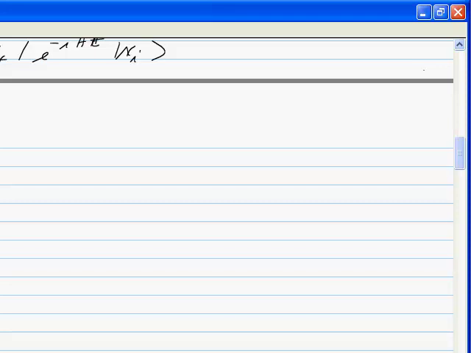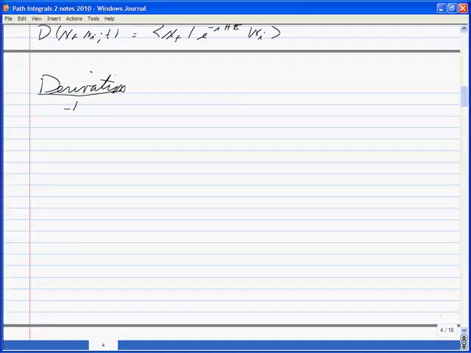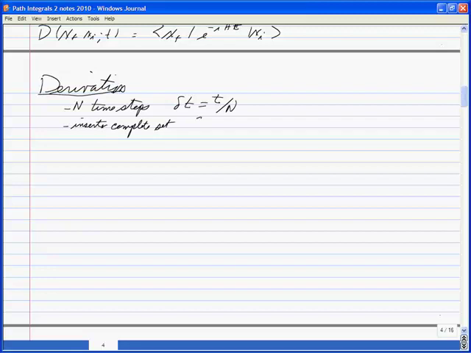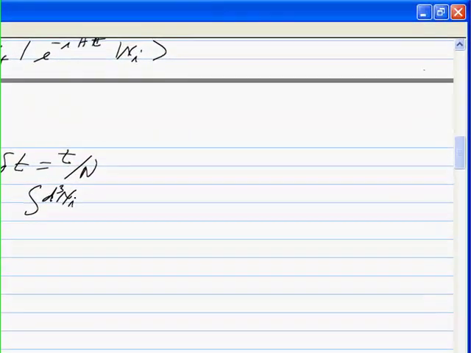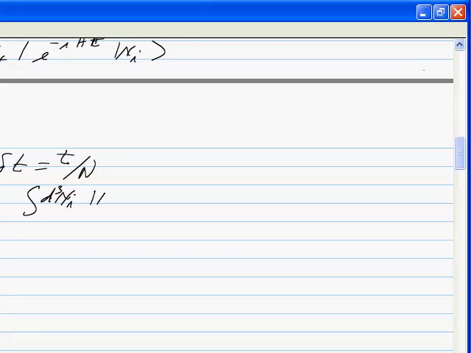Okay, so basically what we're going to do is break it up into n time steps of delta t, which is overall t over n. So these are very small. And at each stage, we're going to insert a complete set of states, which would be d^3x, so I'll carry it along. It's 1 dimension, 3 dimensions, whatever. So this complete set is like our infinite number of holes.